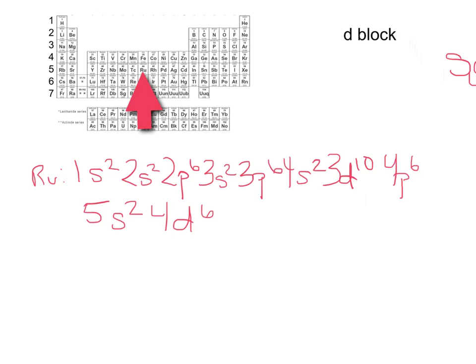Ta-da! That is how you do anything that's in D block, or anytime you have to get through D block. So if you want to see how to do F block, we'll do that in the next slide. F block is the dangerous ones. These are all the radioactive ones. So let's do those now.